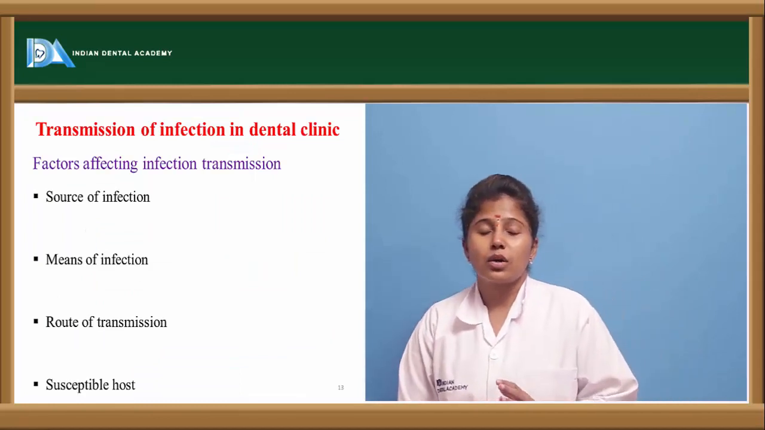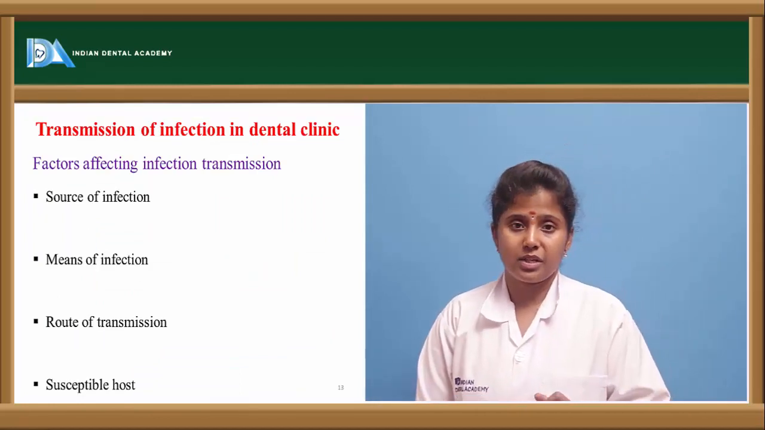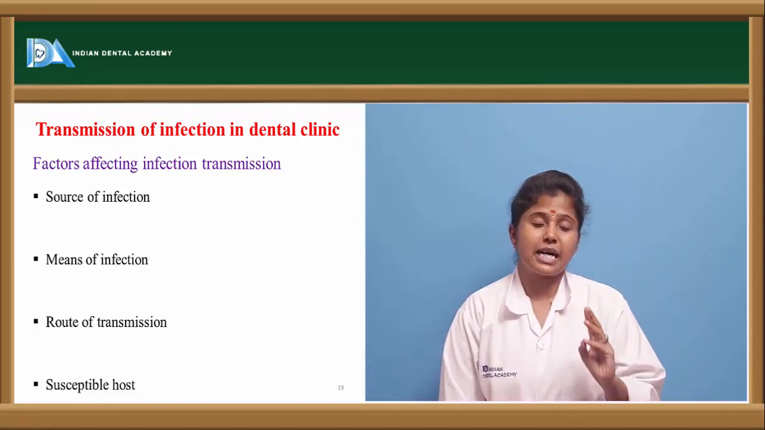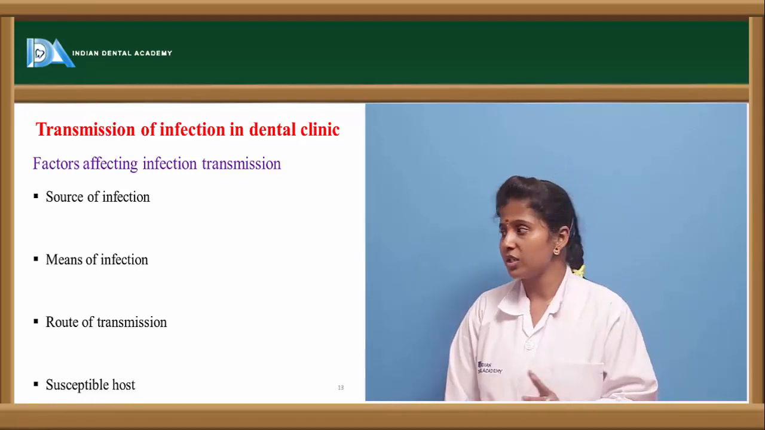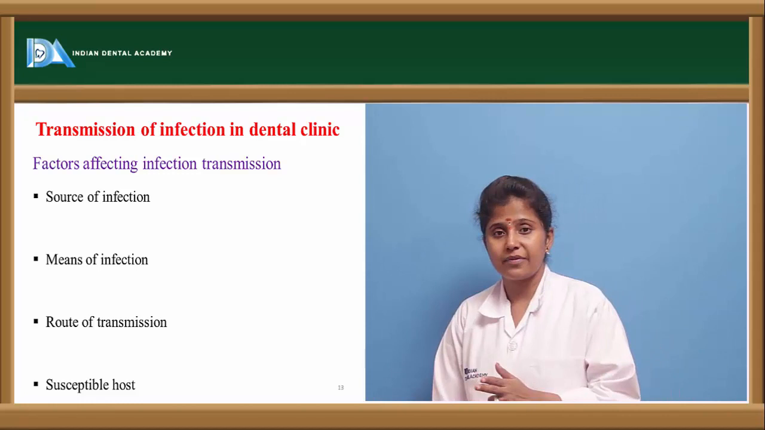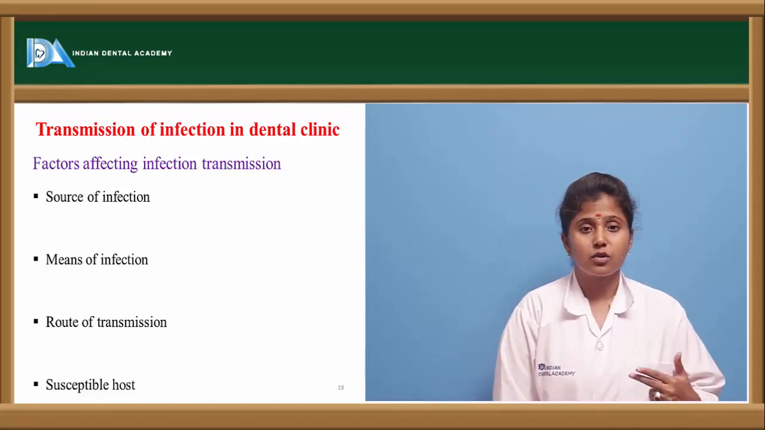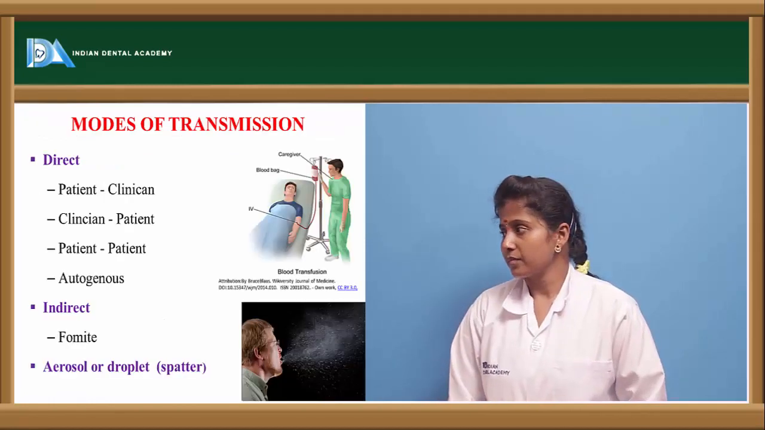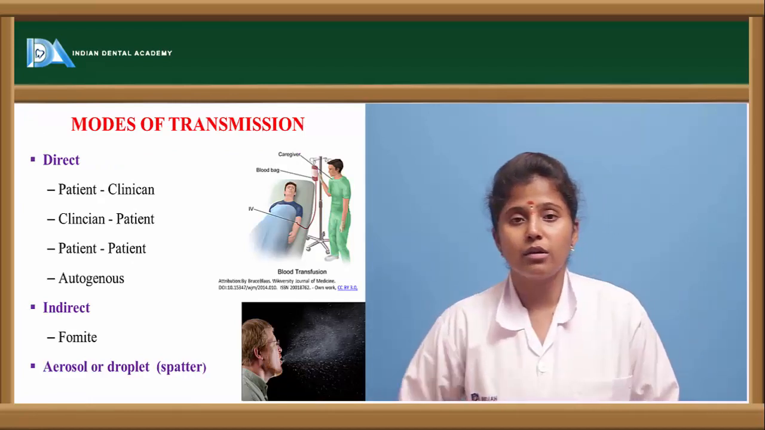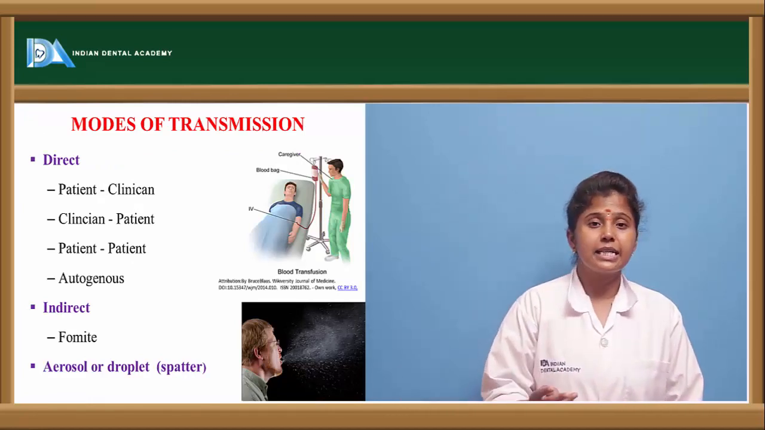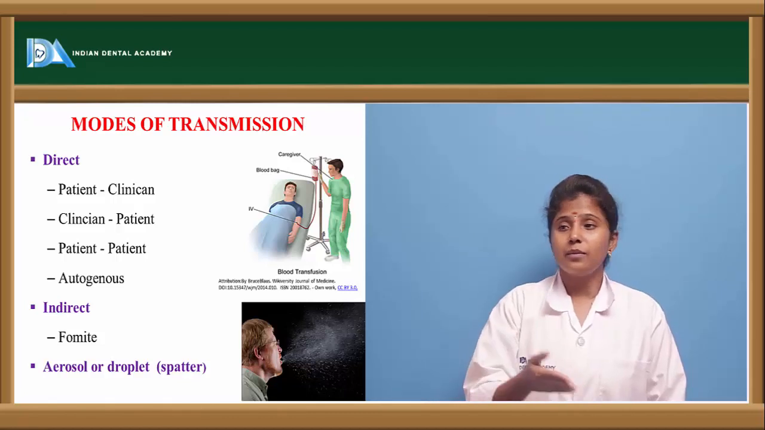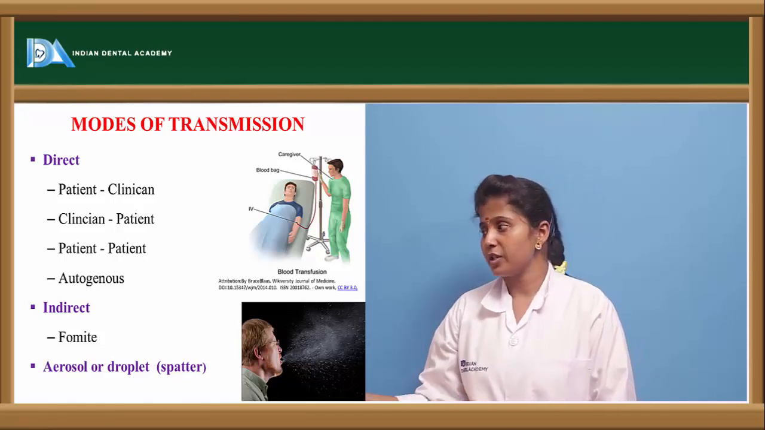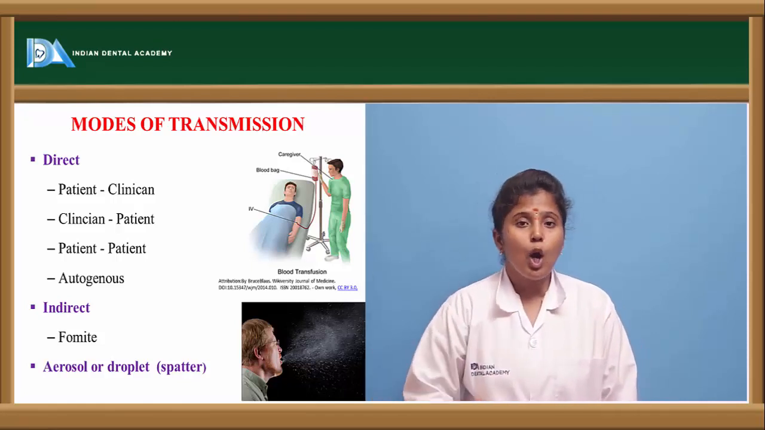What are the factors which influence the transmission of infection? One is the source of infection: the person or the thing which is carrying the infection should be taken into consideration. Then the means of infection, how the infection is getting spread. The route of transmission, through which route the microorganism is entering into the body. And the susceptible host. What are the modes of infection? The modes are direct, indirect, and airborne. Direct is when it passes from the patient to the clinician, or from the clinician to the patient, or from patient to patient, or it may be autogenous.